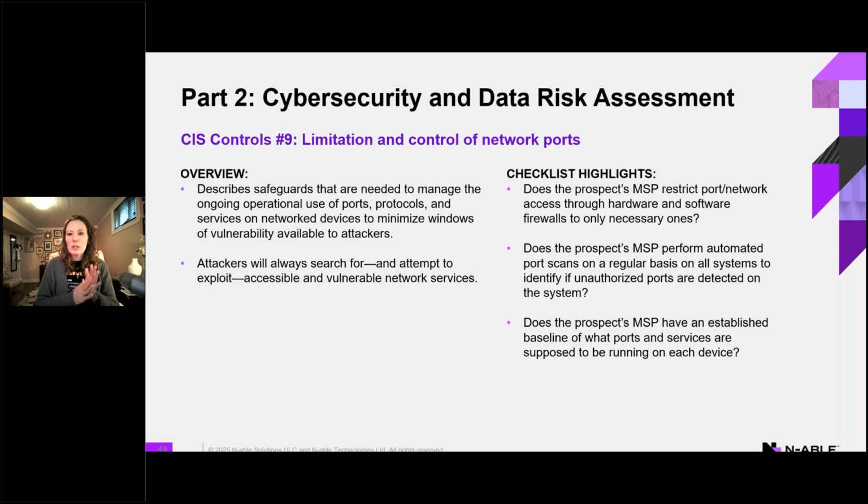Moving on to control number 9, limitation and control of network ports. There are 5 sections as part of this control, but at a high level, number 9 really describes the safeguards needed to manage the ongoing operational use of ports, protocols, and services on network devices in order to minimize the window of vulnerability that's available to attackers. Because attackers are always looking to exploit accessible and vulnerable network services.